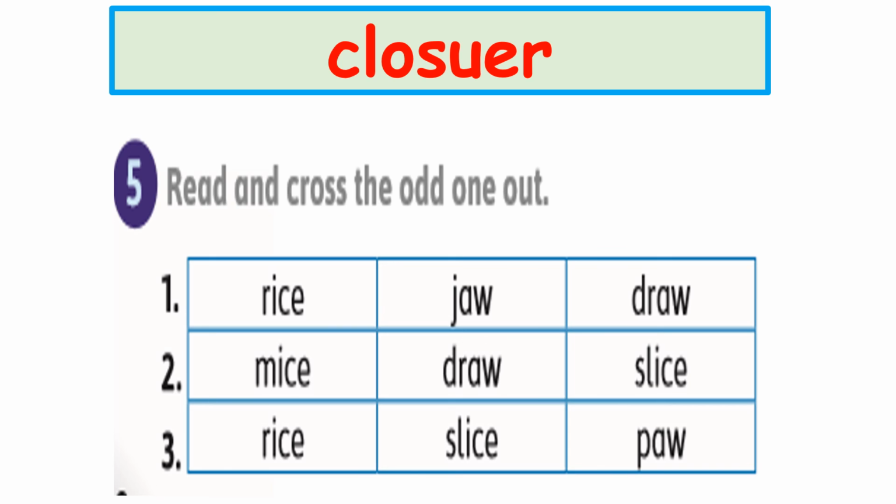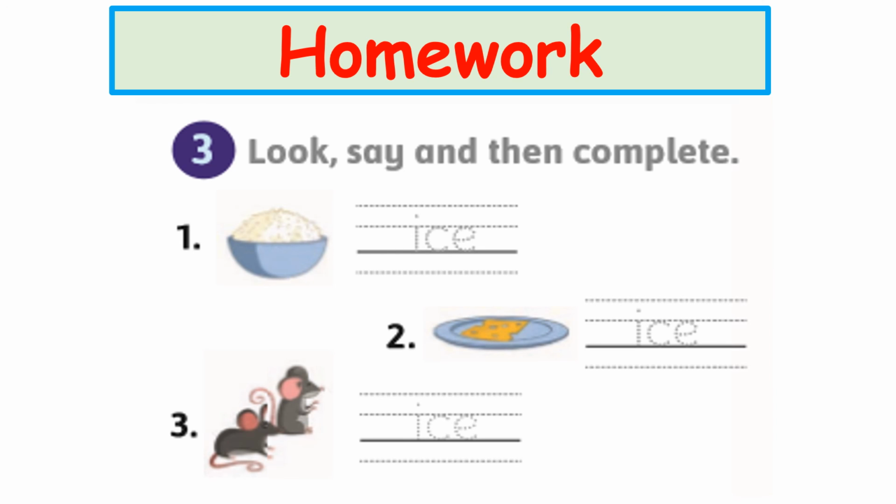Do it. Read and cross the odd one out. Take out the odd word from these sentences. And also write this exercise. Look and say and then complete the missing letters.